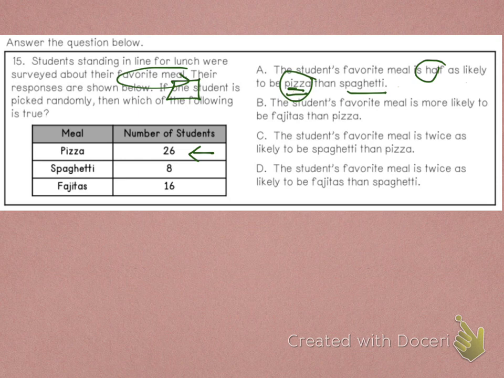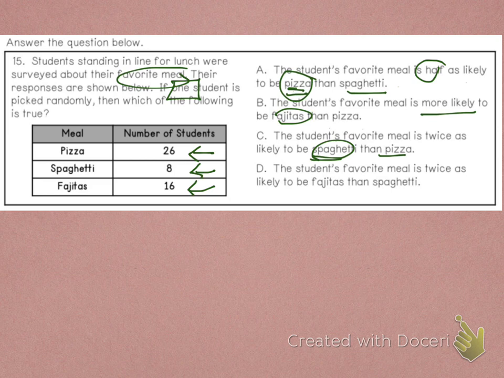The student's favorite meal is more likely to be fajitas than pizza. So same scenario, is fajitas more than pizza? No, it's 16 over 26. So does it make sense that it is more likely for them to be fajitas? No. The student's favorite meal is twice as likely to be spaghetti than pizza. Spaghetti is less than pizza, so there's no way it could be 2 times the chance of getting spaghetti.